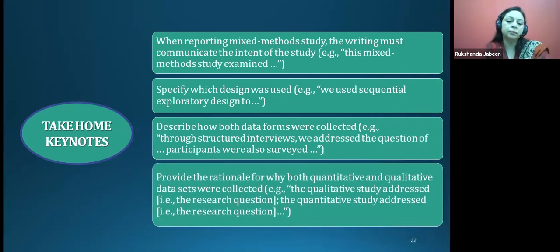Provide the rationale. That is very important. For why both quantitative and qualitative data sets were collected. The qualitative study did address the research questions once. And this is why the researcher can try to do this, the study was in fact. And then comes the quantitative.